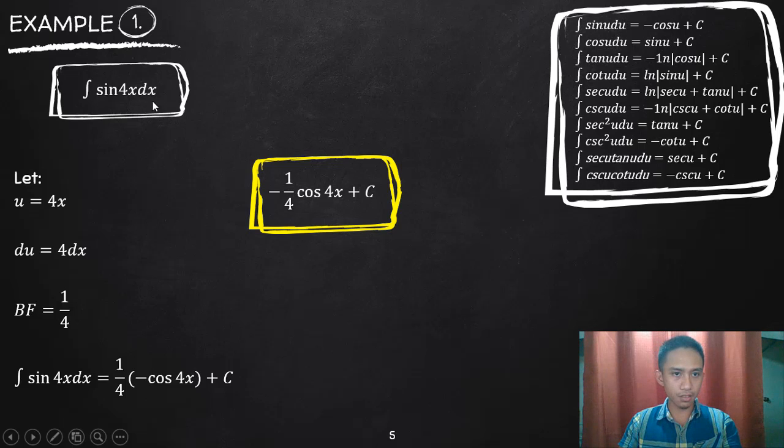If you look at our example, sine 4x, the function u there is your 4x. If I differentiate your u, that will become your du. The differential of that 4x will be 4 dx. Is that present in our original equation? Actually no, only dx. There is a missing constant 4. So we can add that one together with dx, but we need to balance that by 1/4.